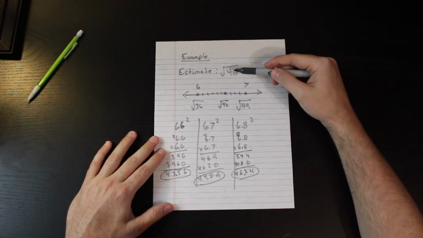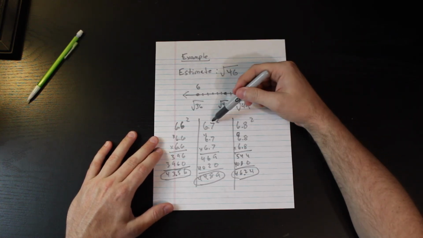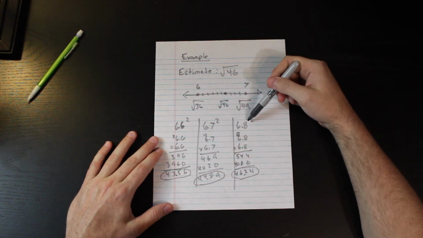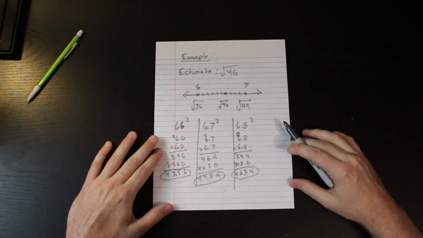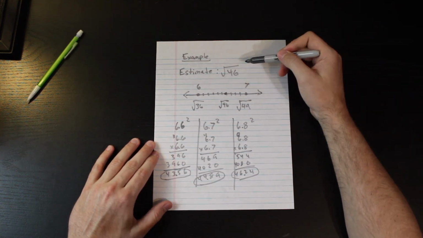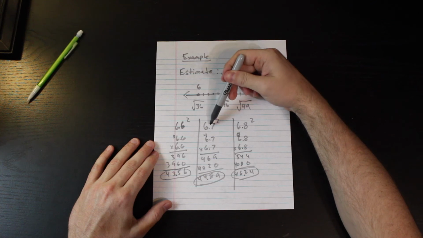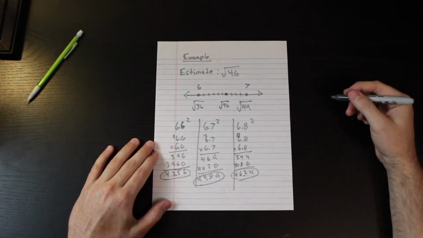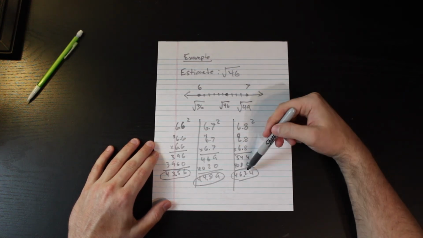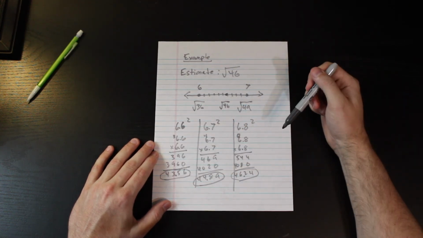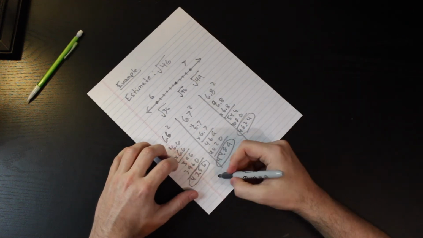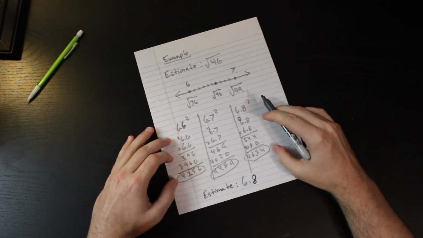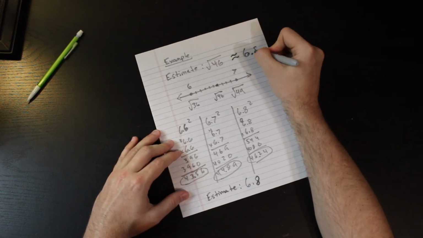So now we know that 6.7 squared is less than 46, while 6.8 squared is more than 46. That means that the square root of 46 must be somewhere between 6.7 and 6.8. And since 46 is closer to 46.24 than it is to 44.89, we can guess that our answer will be closer to 6.8 than to 6.7. So we now have an estimate of 6.8.